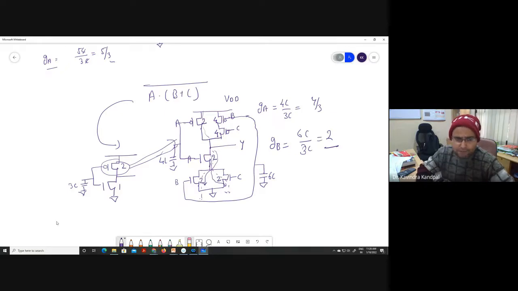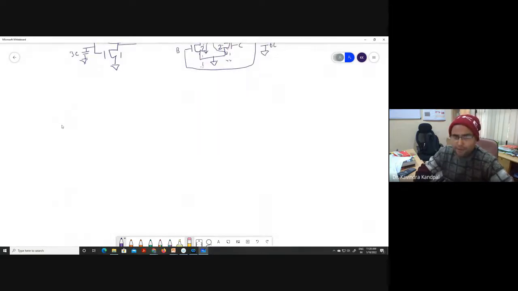Anyway, what I feel is that so far you are comfortable with how to find out G, right? So what are the things you have seen so far? One, logical effort depends upon the topology, yes or no? For example, if it is a NAND gate, it is different. If it is a NOR gate, it is different, yes or no?